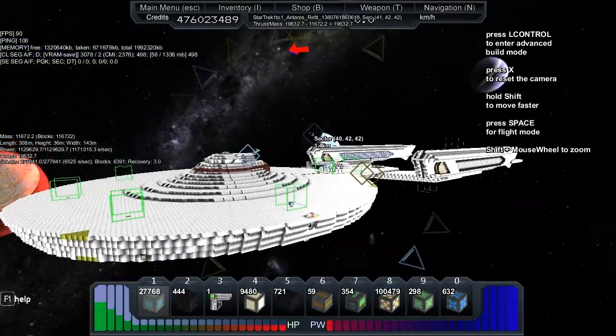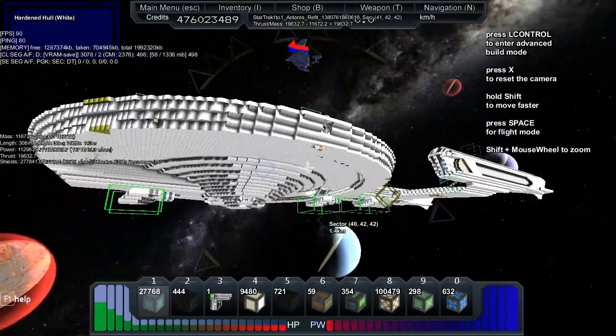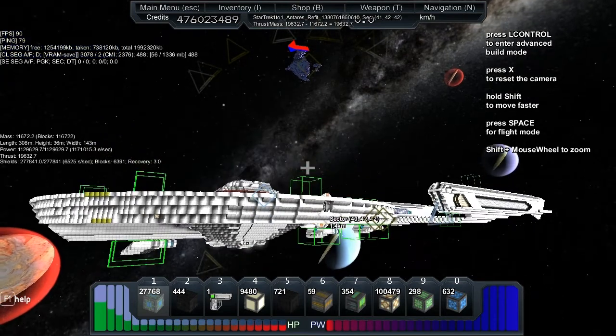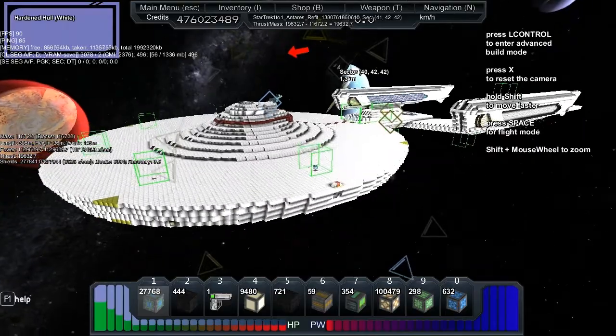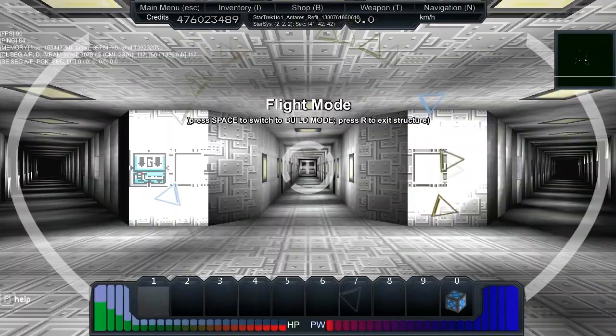Oh, I really like this engine room, sorry. We'll check that out in a minute because I never found that yet. It's got an energy capacity of 1.1 million. The recharge is 1.1 million also. It has 277,000 shields and 6,500 shields per second. Recovery 3. So yeah, let's have a look at the engine.